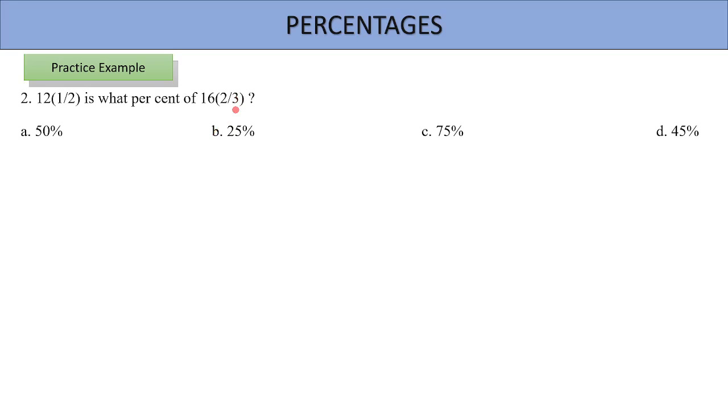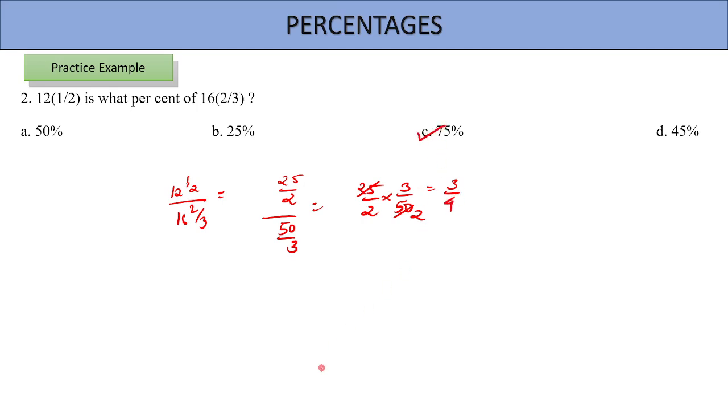Next, 12.5, 12 and a half is what percentage of 16 2 by 3? So what you have to do is first convert these into improper fractions. 12 into 2 is 24, 24 plus 1 is 25 by 2. And 16 into 3 is 48, 48 plus 2 is 50 by 3. So 25 by 2 into 3 by 50 is going to give you 3 by 4, which is nothing but again 75 percent. A simple sort of sum, and I hope all of you would be able to solve it.